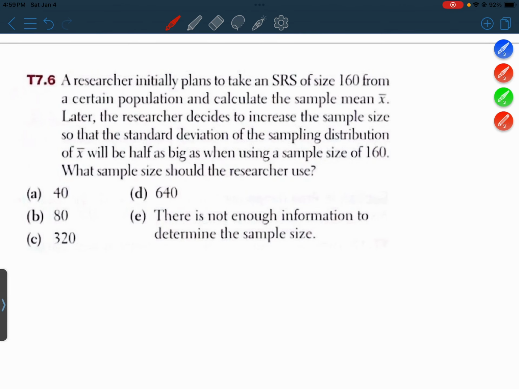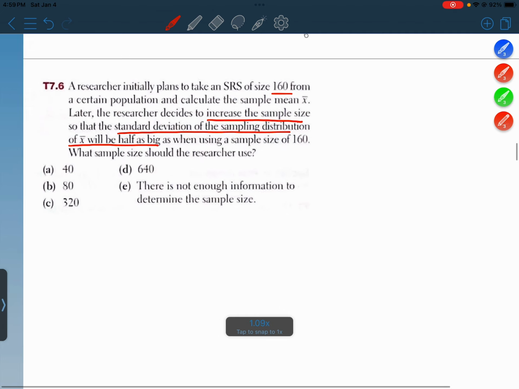T7.6. A researcher initially plans to take an SRS of size 160 from a certain population and calculate the sample mean x bar. Later, the researcher decides to increase the sample size so that the standard deviation of the sampling distribution will be half as big as when using a sample size of 160. What sample size should the researcher use?